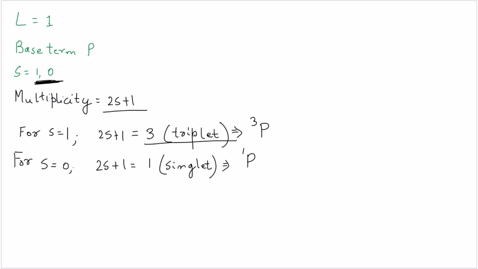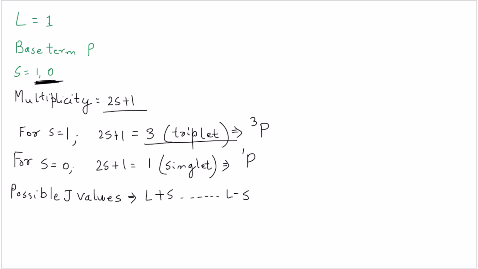Like this. Now after this, we finally calculate the possible J values. And we know very well that J can be calculated like this: it has a value ranging from L plus S to L minus S.